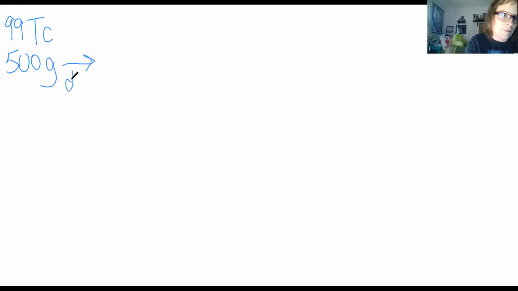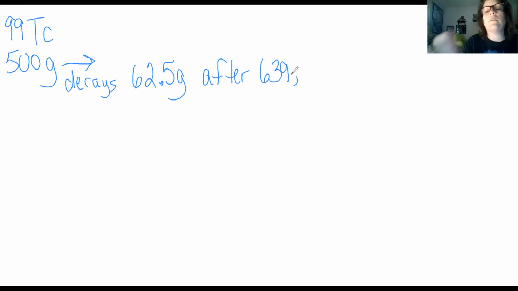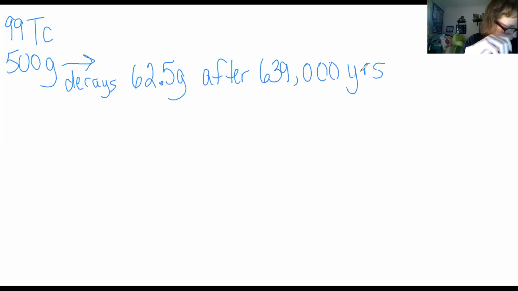All right, so we have Tc-99 as our element. We have a 500 gram sample. It says that it decays into a 62.5 gram sample after 639,000 years. This one takes a while to break down. All right, they want to know what the half-life is.